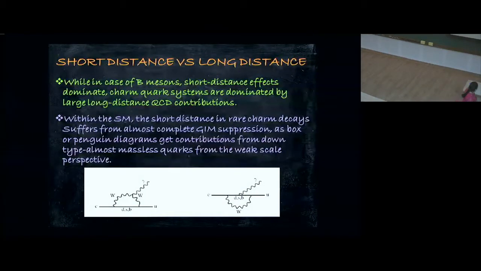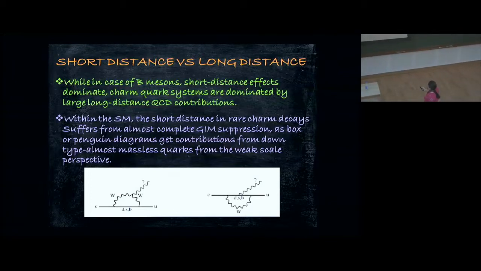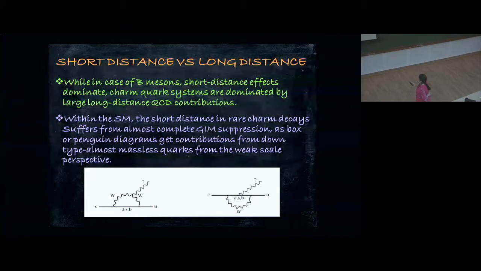Now let me mention short distance versus long distance effects. While in the case of the B mesons the short distance effects dominate, the charm quark decay systems are dominated by the long distance QCD contributions. Of course, in the B meson systems you also have some long distance effects, but you can basically club them into small factors and get away with that.